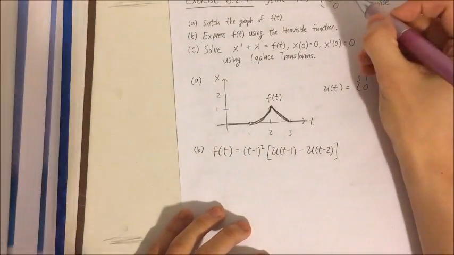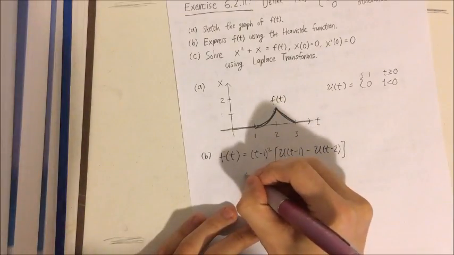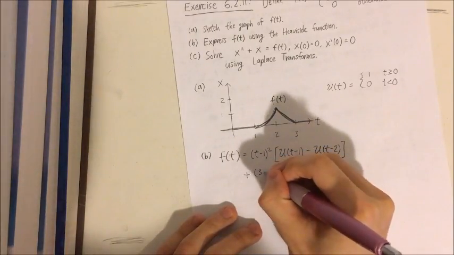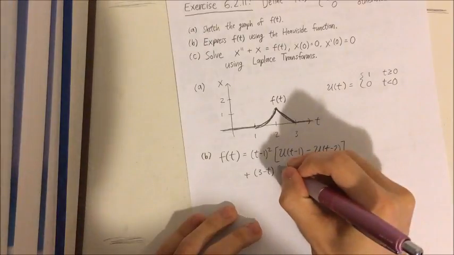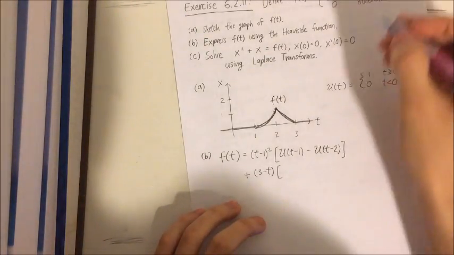Now let's go on to the next part, and it goes by the same principle. We're going to be adding (3 minus t) times unit step functions. Well, we turn it on at time t equals 2.